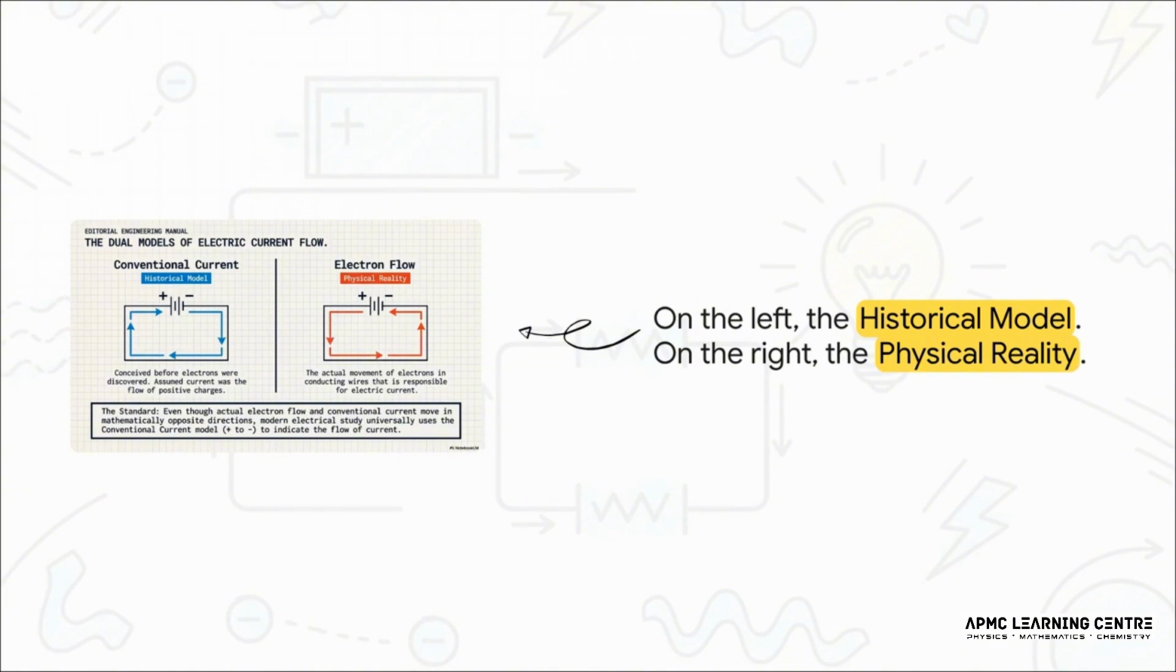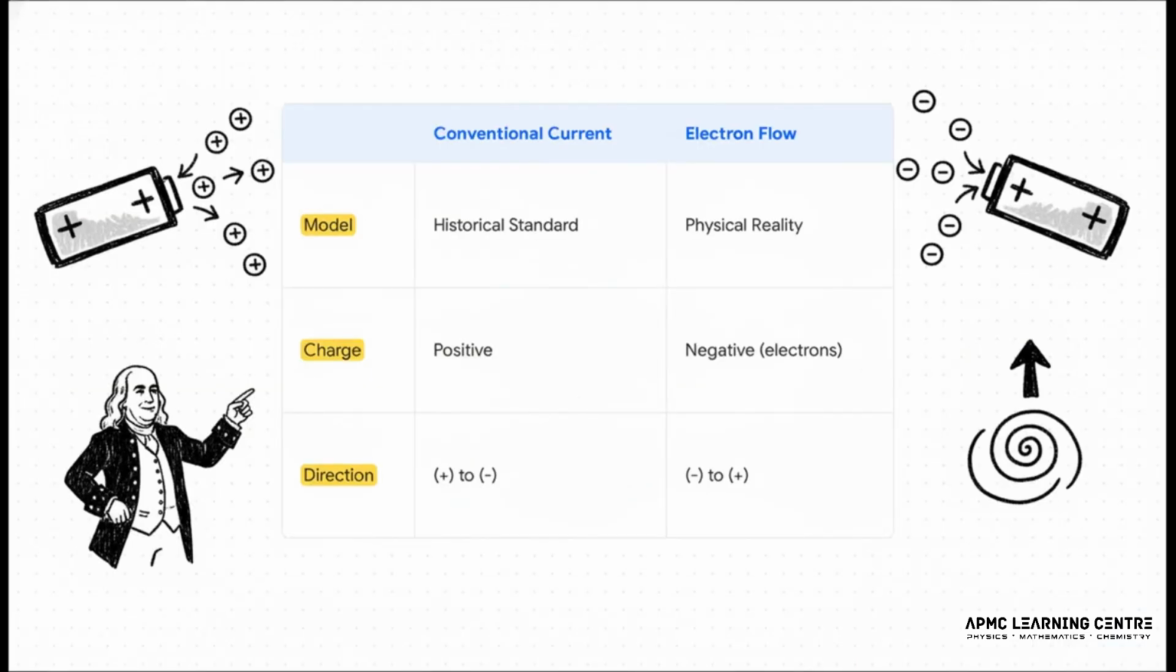So here you can see the two sides of the story. On one side, you have the historical model, what we call conventional current, and on the other side, you have what's really happening at the microscopic level, the physical reality, which we call electron flow. So here's the deal. Way back when, the pioneers of electricity, think Benjamin Franklin, they had to make a guess. They guessed that it was a flow of positive charge. So naturally, it made perfect sense to them to draw arrows going from the positive terminal to the negative one. And that just stuck. It became the convention. But here's the crazy part.